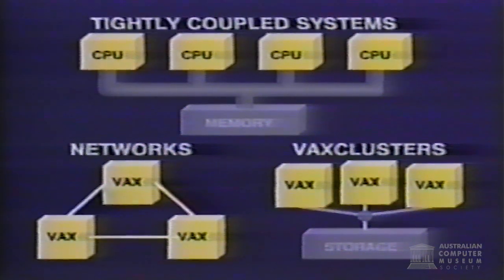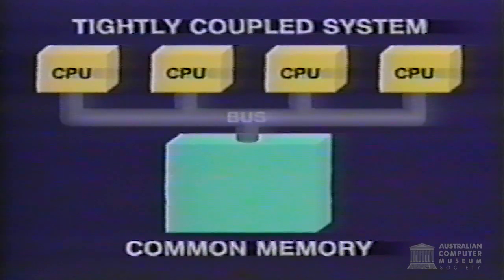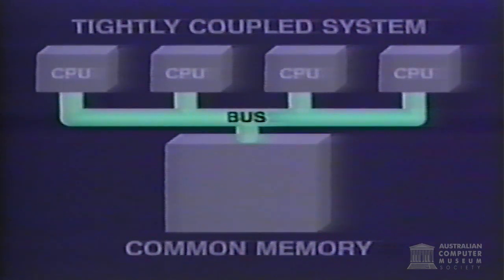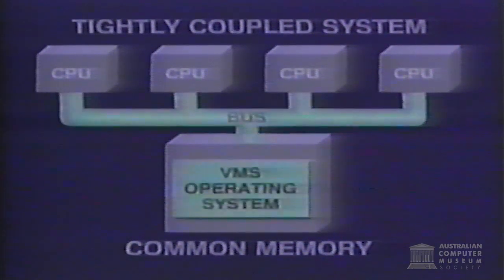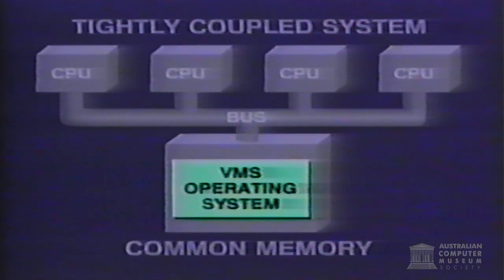A tightly coupled system consists of two or more CPUs that share a common memory. The processors communicate with memory over a high-speed bus or interconnect. The CPUs also share a single copy of the VMS operating system that resides in their memory.